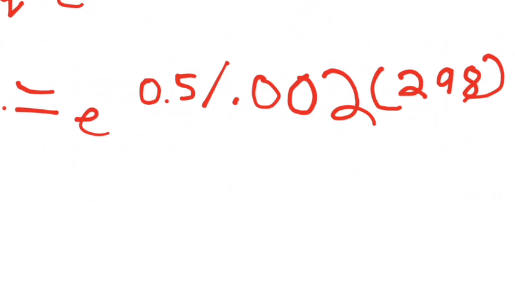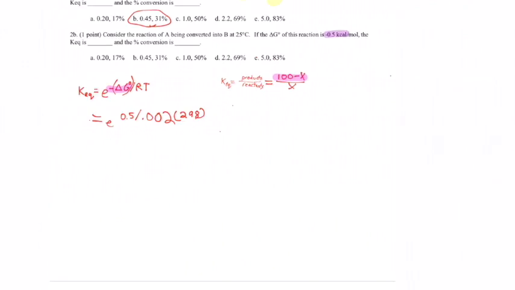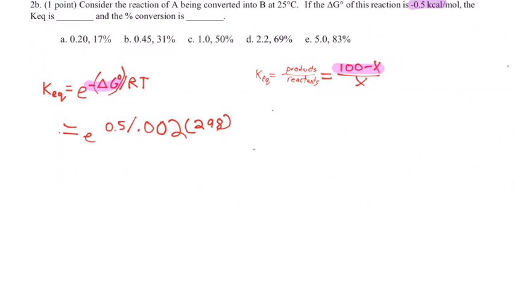If you plug that into your calculator, let me calculate that real quick. Sorry if you can't see. We end up with it equaling about 2.2. Again, your numbers may be a little off, but that's okay. You just round to the closest one. And that matches D, which will be our answer in this case.